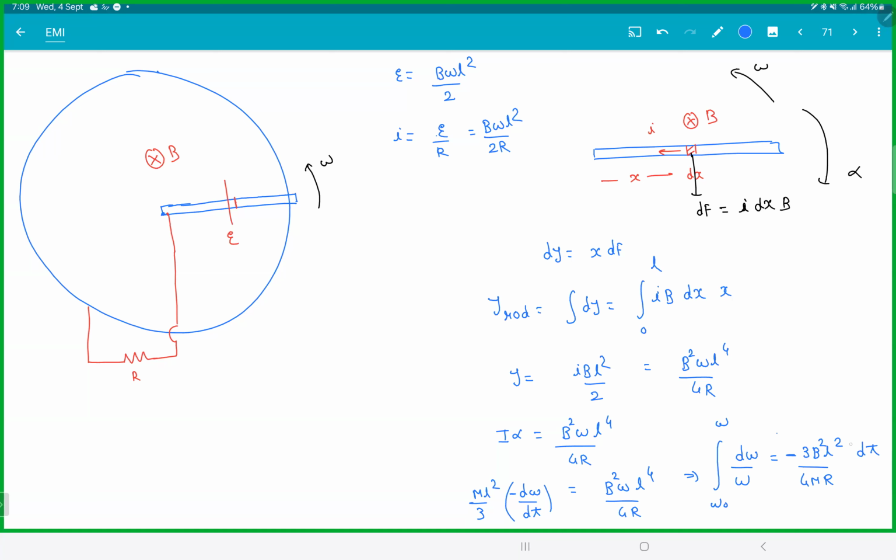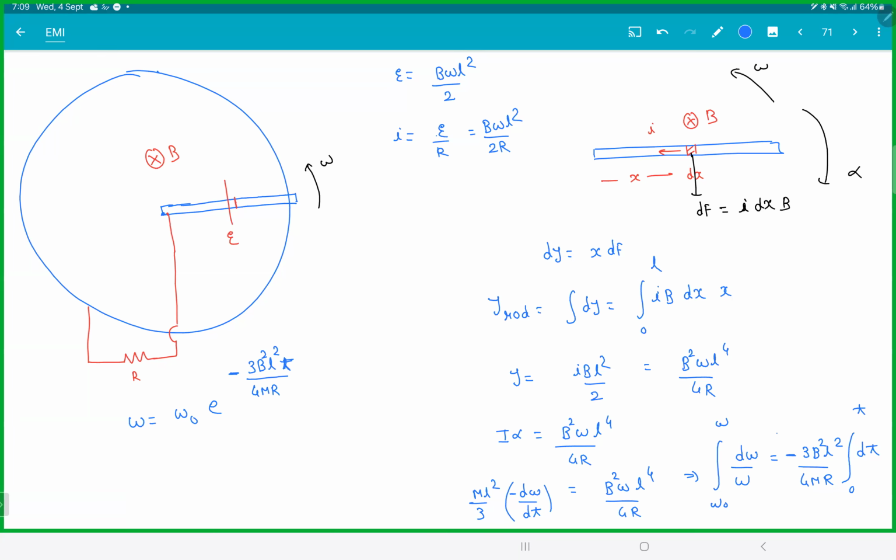Integrate omega naught to omega, 0 to t. This would be your final answer. Omega is equal to omega naught into e power minus 3B square L square time by 4m resistance. This rod will take infinite time to stop. This function is killing itself.